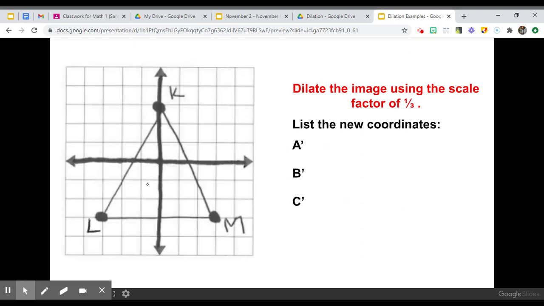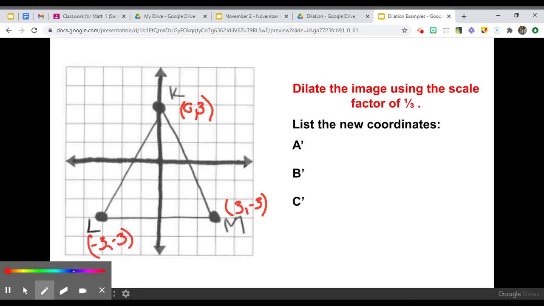Okay, this one we're going to have a scale factor of 1/3. So let me just go ahead and list the points and hope that I don't clear them out again. M is at 1, 3, -3. And then -3, -3 over here. Okay, so each of these points I'm going to multiply by 1/3, or technically I'm dividing by 3.